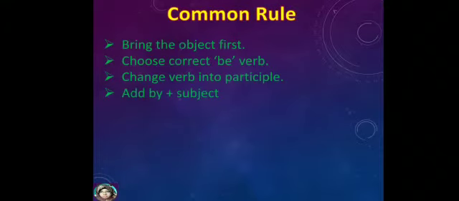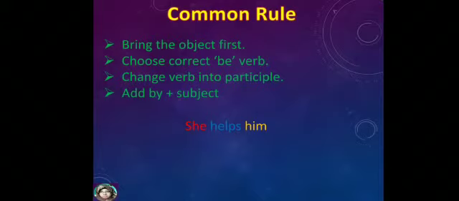As you can see here that some rules. First one is bring the object first. Second one is choose correct be verb. Third one is change verb into participle, and last one add by plus subject. To understand clearly, let's see with an example.